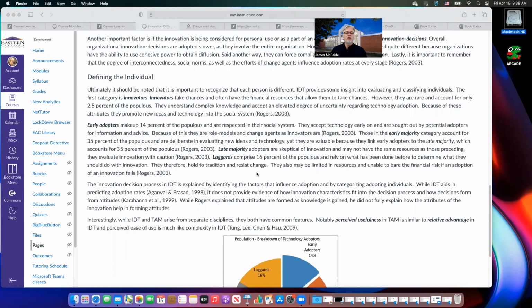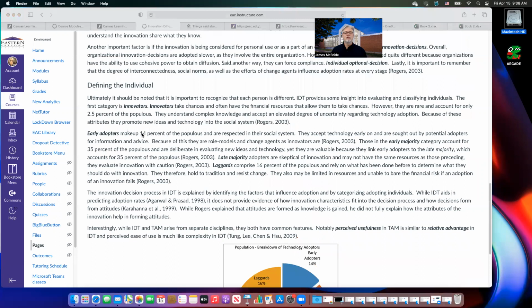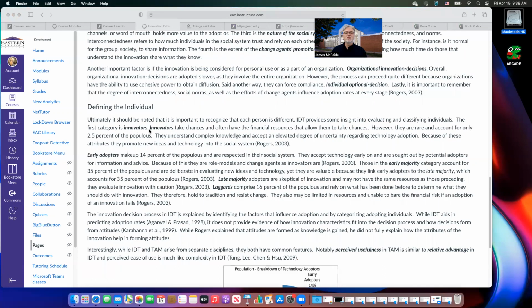What are they? Well, the early adopters here, well, let's take a look at the innovators first. Those are the ones I didn't include on the little chart because they're so small. Innovators take chances, often have financial resources that allow them to take those chances. However, they are rare and account for only 2.5% of the populace.